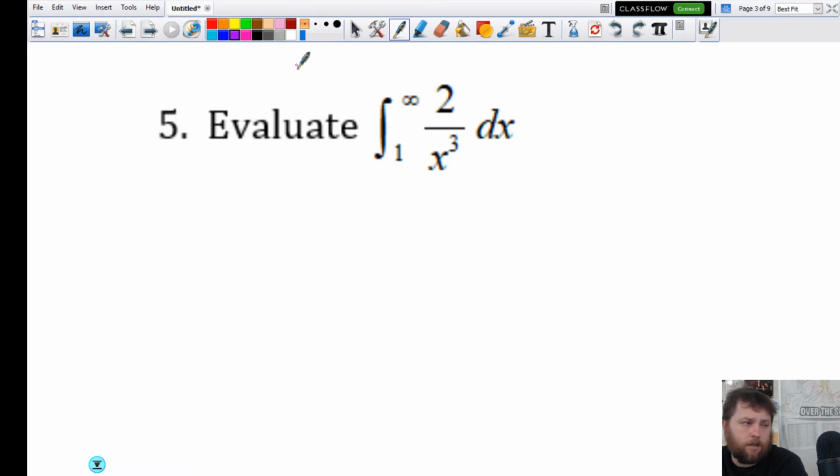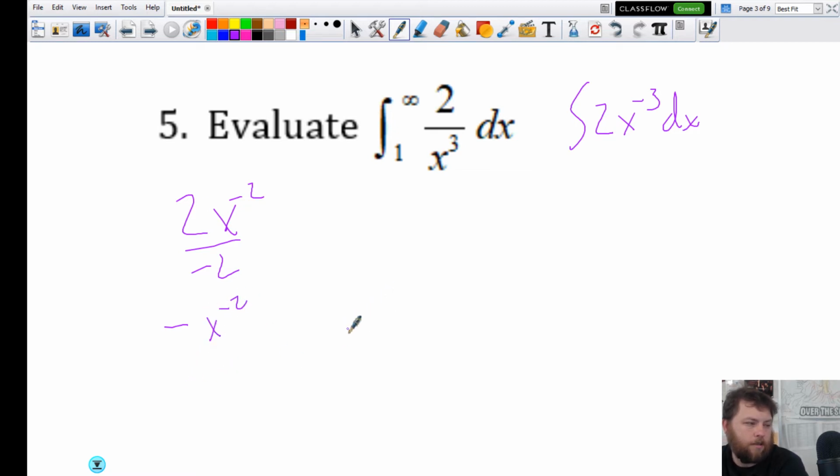Evaluating this one. Okay, this is a little bit more reasonable. Again, same idea. Integrate right here. So I like writing that as 2x to the negative 3, because it's hard for me to do this without rewriting this. So it'll be 2x to the negative 2 divided by negative 2, which is the same thing as negative x to the negative 2, because these 2's cancel, which is the same thing as negative 1 over x squared from 1 to infinity. Technically limits.